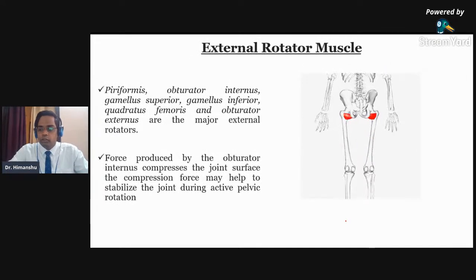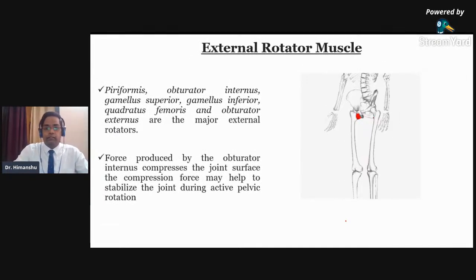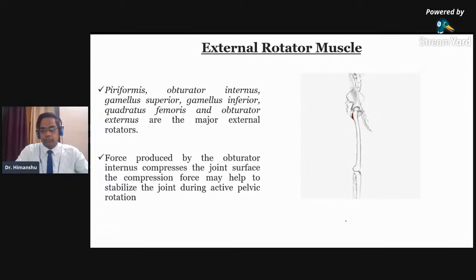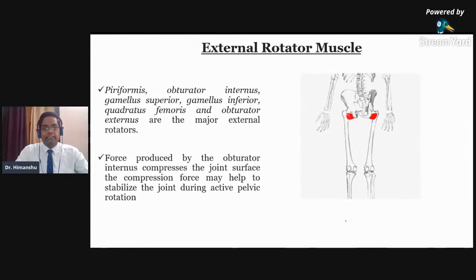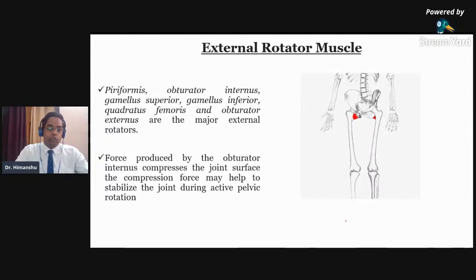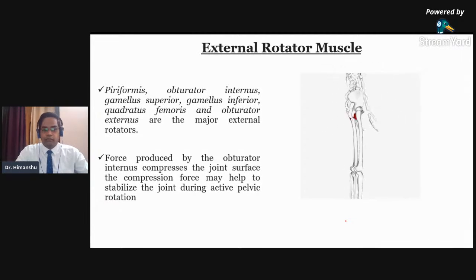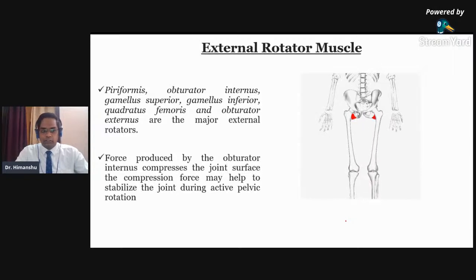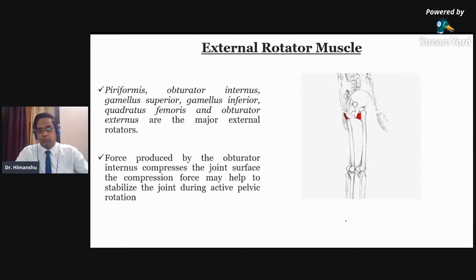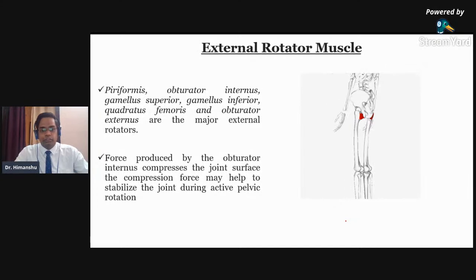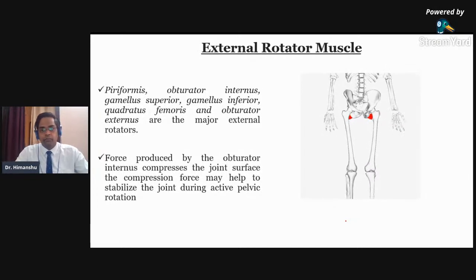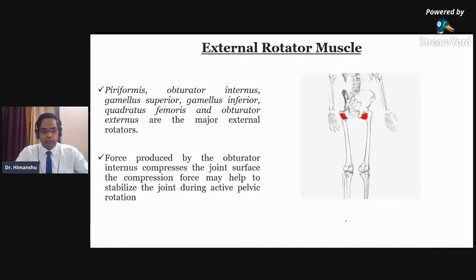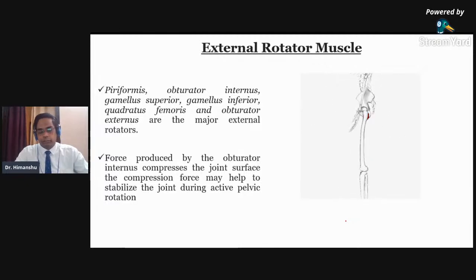People, we are coming to the last muscle group of ours here, that is your external rotator muscles. We have a lot of external rotator muscles: the piriformis, obturator internus, gemellus superior, gemellus inferior, quadratus femoris, and obturator externus. This is the quadratus femoris muscle, which is being shown to you in the figure here, which is moving. They are the major external rotator muscles.